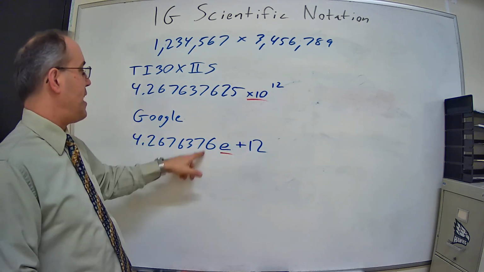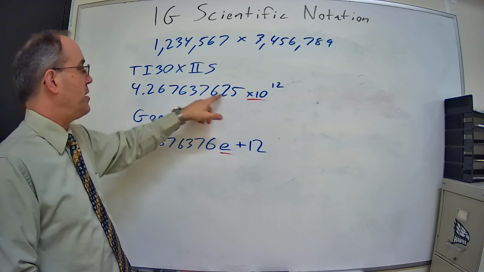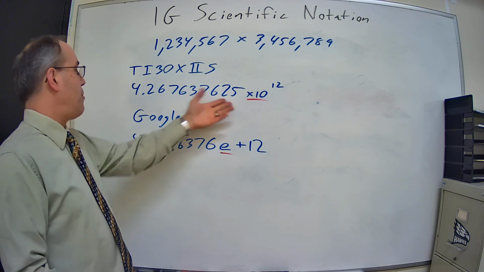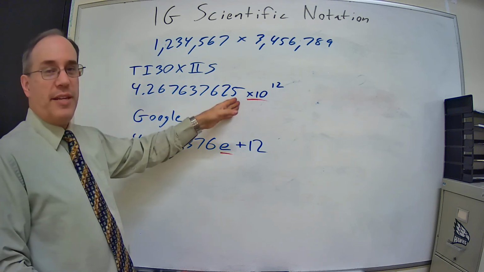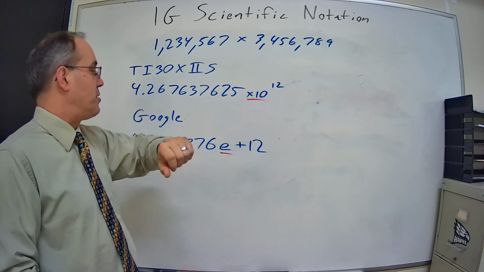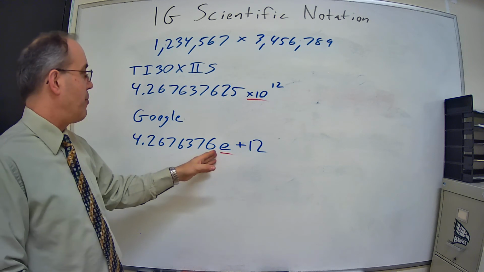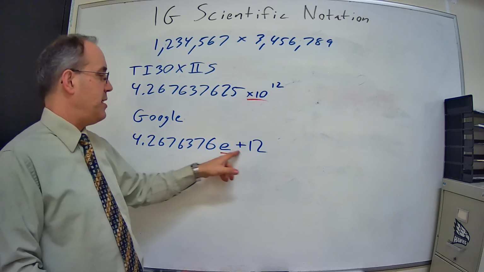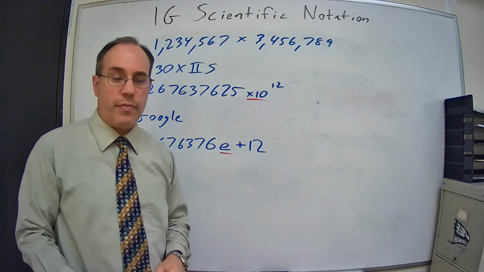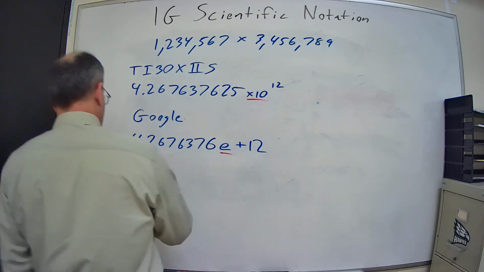You can see that they rounded this a couple decimal places earlier. This number is rounded too, but on the TI 30X2S, it gives you that many decimal places, and then it's able to do this. On Google, they rounded it a couple decimal places sooner, and then they use a lowercase e plus 12.